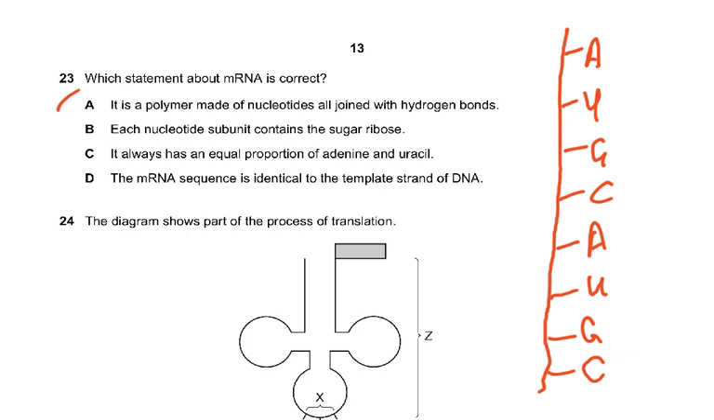Question number 23. Which statement about mRNA is correct? First, get this right. mRNA is single-stranded. Whether it's the mRNA or the ribosomal RNA or the tRNA, it's all single-stranded, but it folds up upon itself. Like the tRNA folds up and forms a clover leaf pattern like this. mRNA is like this, which I've just drawn. So it's a polymer made of nucleotides all joined with hydrogen bond. No, there is no other nucleotide here, so that there would be hydrogen bonds between this and this. So there is no such thing. It's not a double stranded. It's a single stranded. So this is wrong.